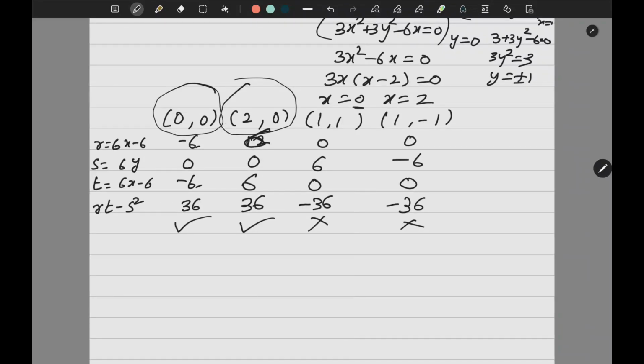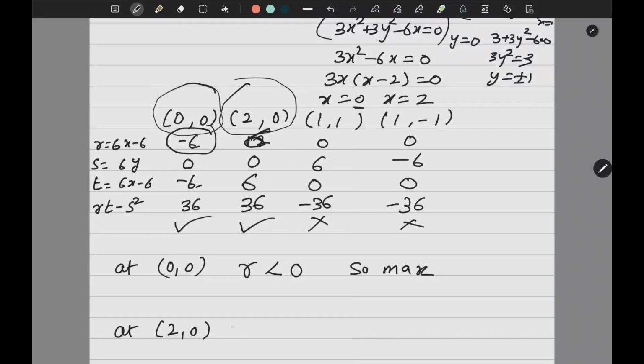Now at 0, 0, what is the value of r? r is minus 6. So at 0, 0, r is less than 0, negative. Okay, so maxima. Similarly, at 2, 0, r is positive. So minima.